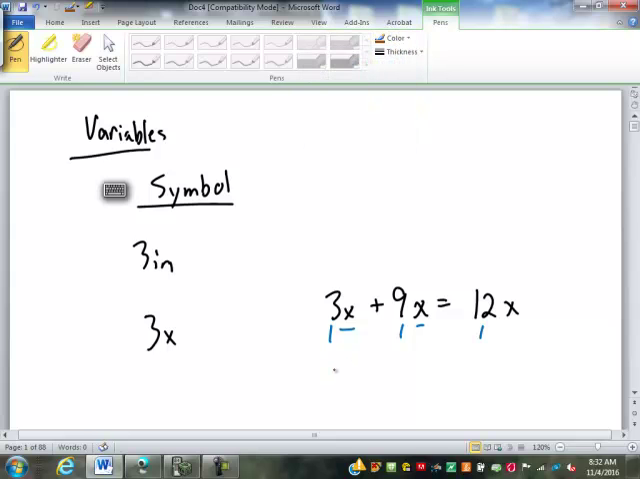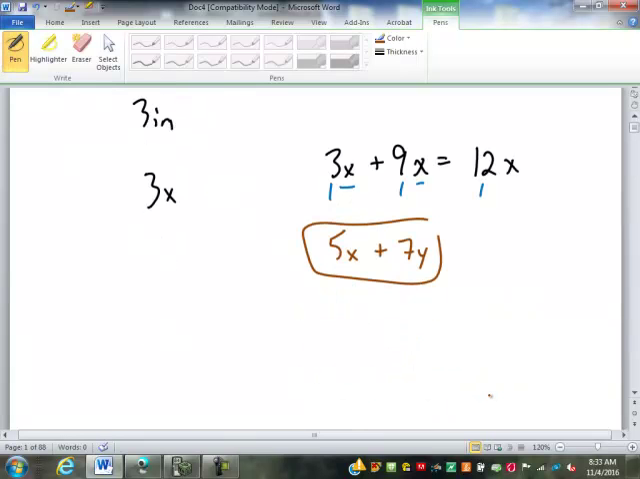So what if I had 5x plus 7y? What would I get? Can't add them. I would just get 5x plus 7y. Just like adding 5 inches plus 7 pounds, I couldn't do anything to it. I'd have to stop there. So we're going to go over a number of ways that we can work with those symbols like that as a name of a number.